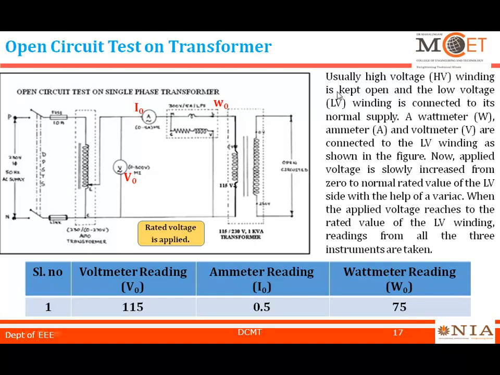Usually the high voltage side winding is kept open and the low voltage side is connected to the normal supply. The wattmeter, ammeter and voltmeter are connected to the low voltage side as shown in the figure. Now the applied voltage is slowly increased from 0 to the normal rated value of the low voltage side with the help of a variac. When the applied voltage reaches the rated value of the low voltage side, readings from all three instruments are taken and tabulated.